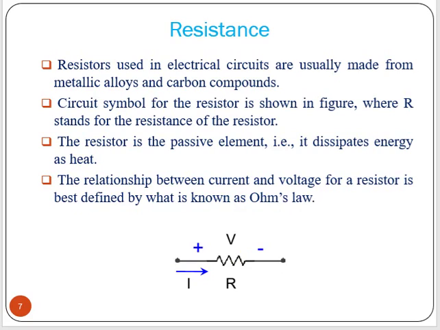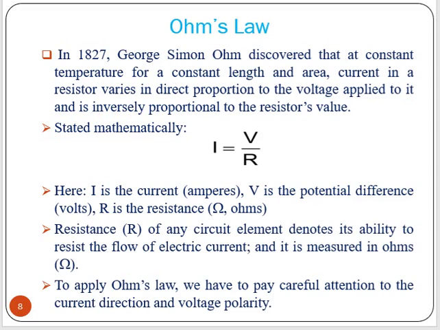The relationship between current and voltage for a resistor is best defined by what is known as Ohm's law. We have already studied Ohm's law. In 1827, George Simon Ohm discovered that at constant temperature, for a constant length and area, the current in a resistor or conductor varies in direct proportion to the voltage applied to it and is inversely proportional to the resistor value. Mathematically, I is directly proportional to V, and inversely proportional to R, so I equals V by R.